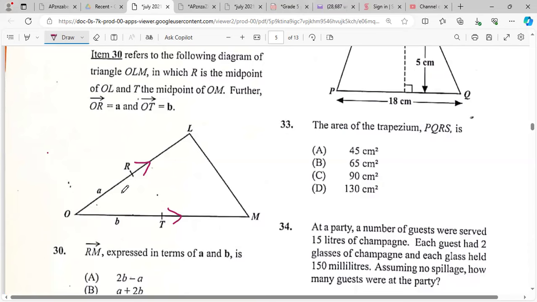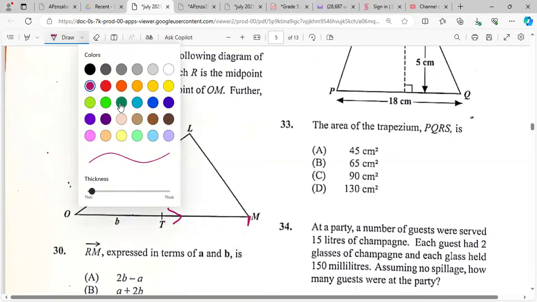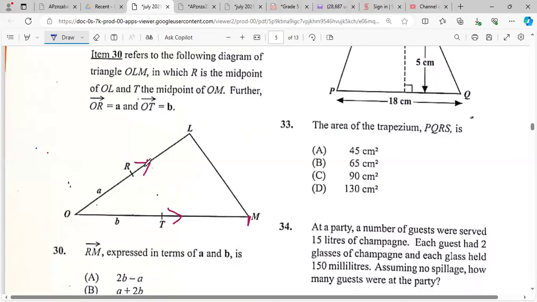And you say OR is equal to A and OT is equal to B, RM. So you want us to find from R to M. So we're going to go from here, all the way to here. And guys, we know that we don't go directly. We have to take the alternate route. So we're going to go starting point, which is R. So we're going this direction right here. So we're going to go RO plus, we're going from O all the way to M. So that's OM.